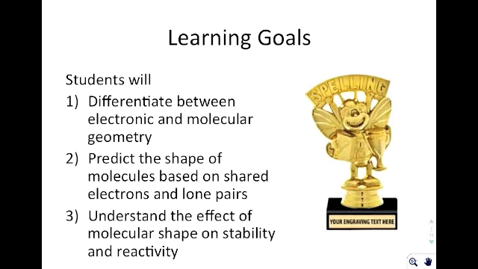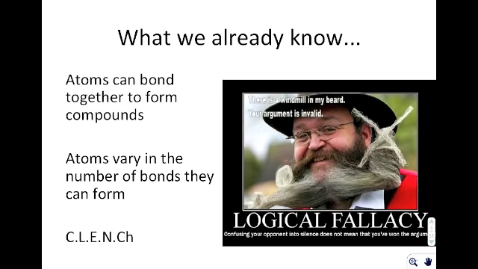Number one, you should be able to differentiate between electronic and molecular geometry, and you ought to be able to use the shape of a molecule, bonding pairs of electrons and lone pairs, to predict the shape. And you should be able to understand the effect of the molecule's shape on the stability and reactivity of a particular molecule. So we already know that atoms can bond together to form compounds.